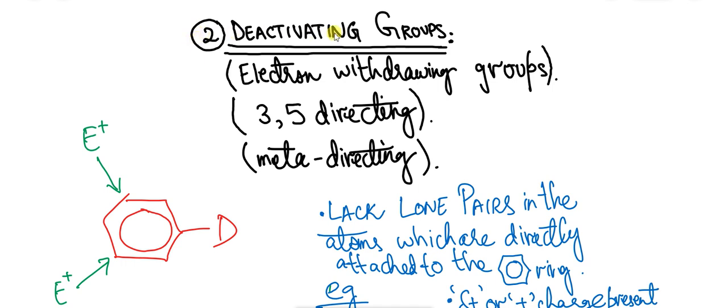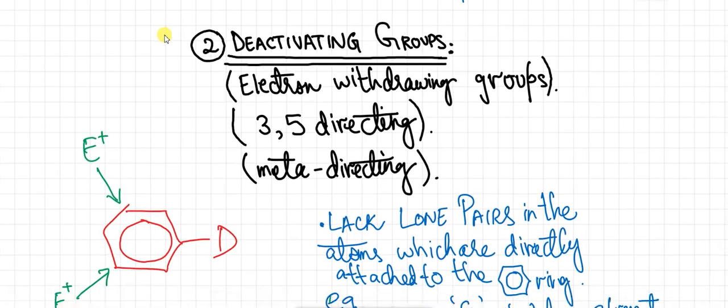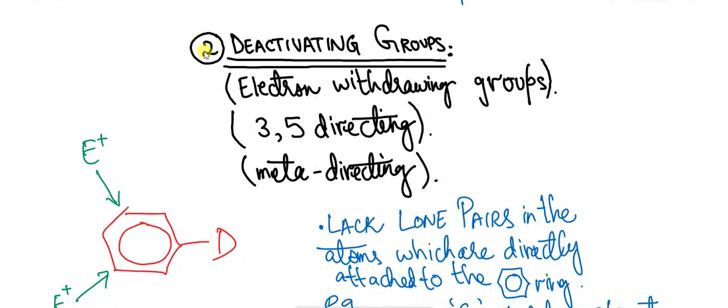In this video we are going to talk about the deactivating groups. In the previous video we talked about the activating groups. Deactivating groups are the second type of directors, the directing groups. Deactivating groups are basically electron withdrawing groups. In the previous video I talked about the activating groups and they were electron donating groups. These groups are electron withdrawing groups, and they are 3-5 directing.